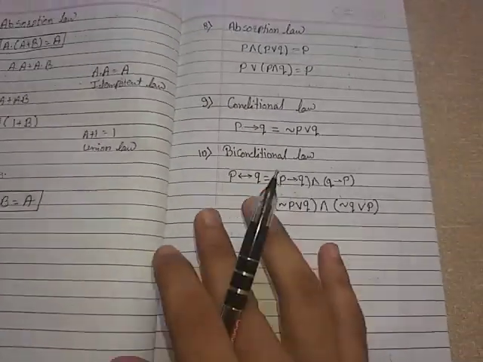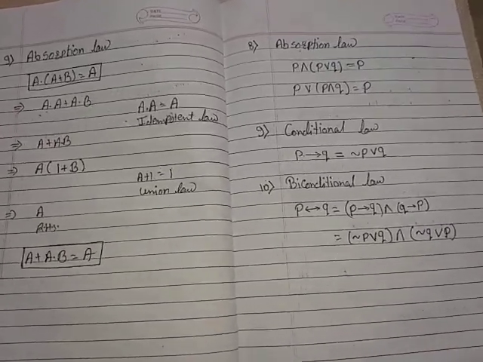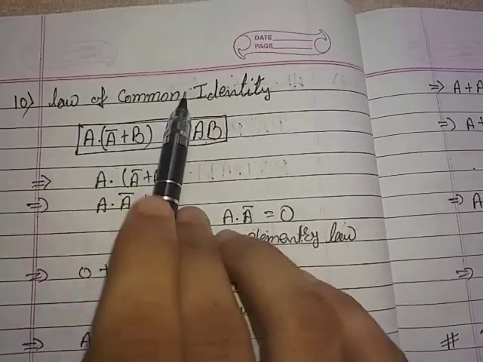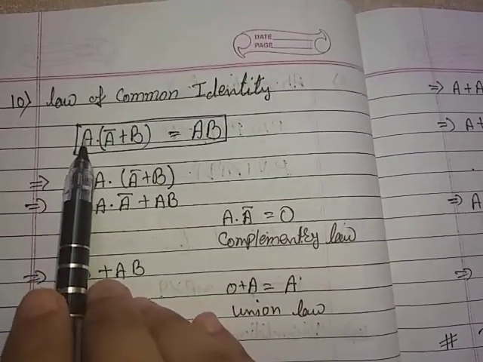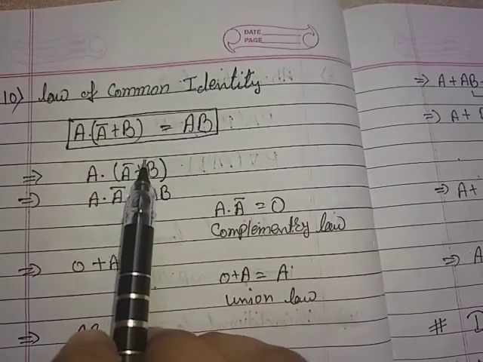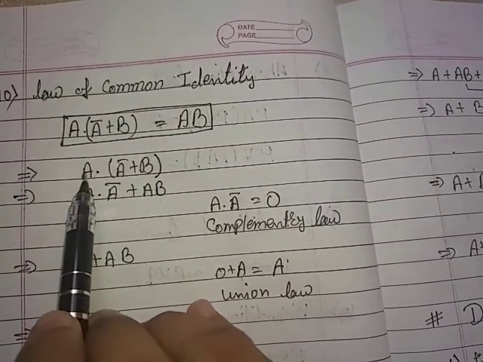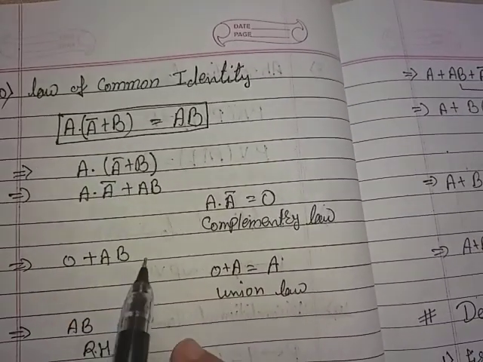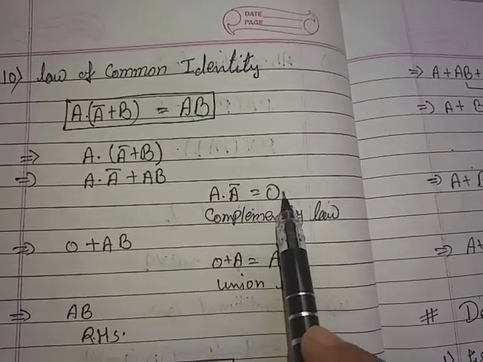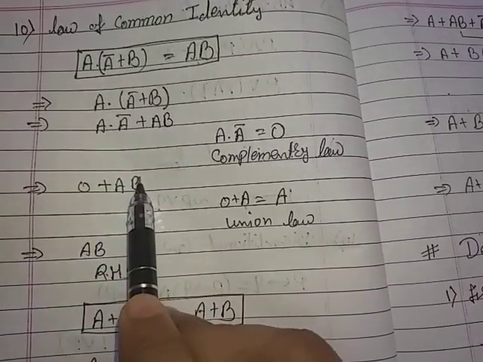Now other than these Boolean laws, there is one more Boolean law which is not similar to any of mathematical logic: the law of common identity. The first law is A dot (A bar plus B) is equal to AB. First we take the LHS, A dot (A bar plus B). Now opening the bracket, A dot A bar plus A dot B. As we know from the complementary law, A dot A bar is equal to 0. So 0 for A dot A bar and AB as it is.